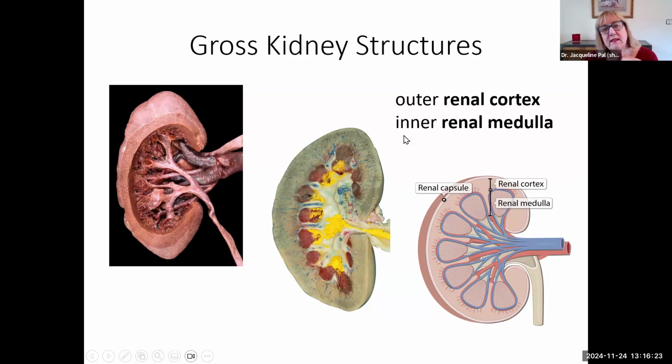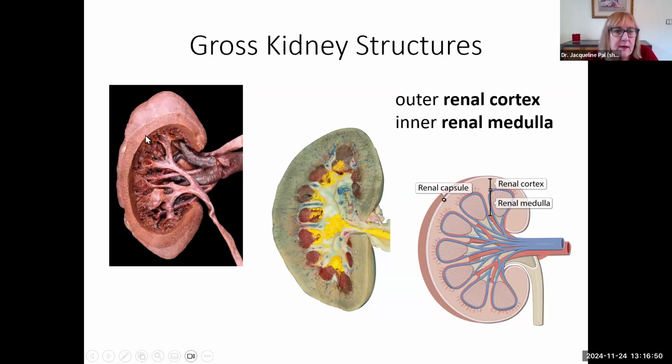The one in the middle is a kidney that has been fixed and has been injected with red plastic in the arterial system, blue plastic in the venous system, and yellow plastic in the urinary system. And the one on the right is a drawing. What you can see in the drawing and on the one on the left is the outer renal capsule. It is this whitish layer that you can see on the outer part.